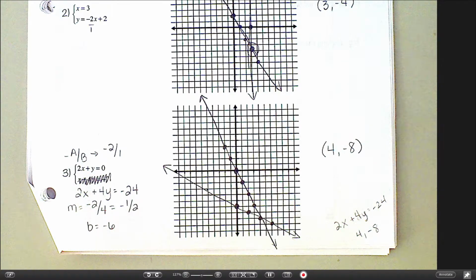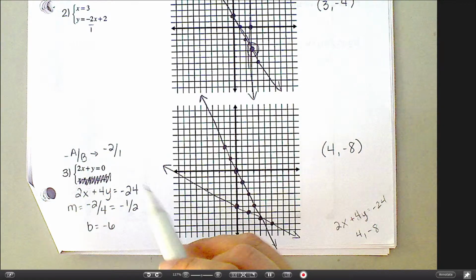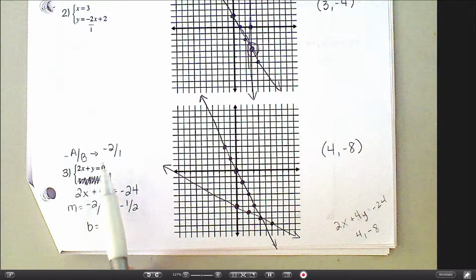Oh, so you didn't make your slopes negative. Guys, this is an off day with this group. If your slope is negative 2 over 1, you have to go down 2 and 1 over to the right. If your slope is negative 1/2, you have to go down 1 and over 2 to the right. Okay? Can you handle that today?